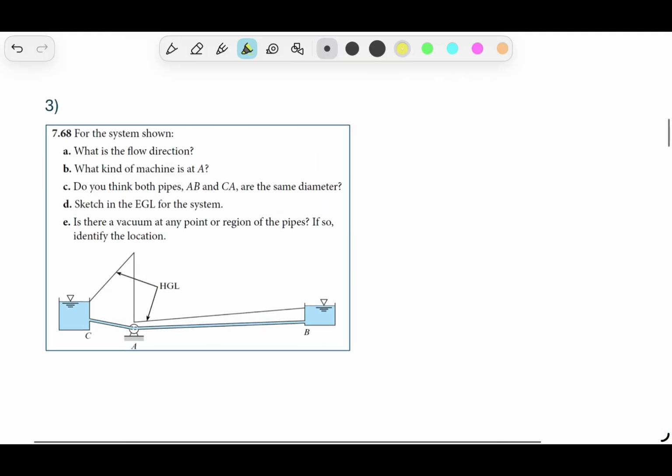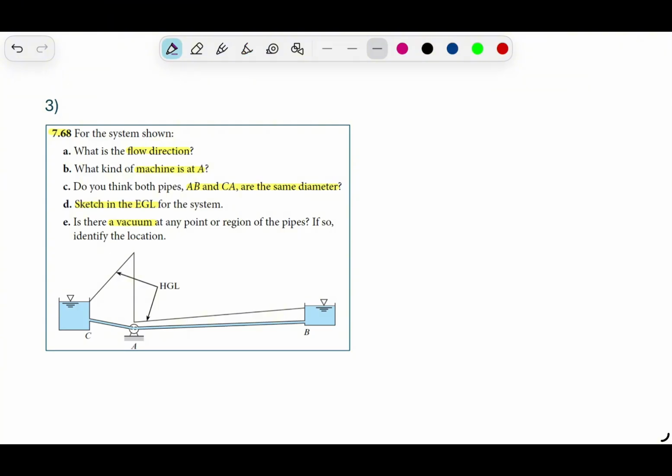This is question 3.68. Here we have a system with 2 reservoirs, a device, and 2 pipes. So we need to find the flow direction, we need to find the machine at A, and we need to find out if these pipes have the same diameter. We are going to sketch an energy grade line, and we will find if there's a vacuum at any point.